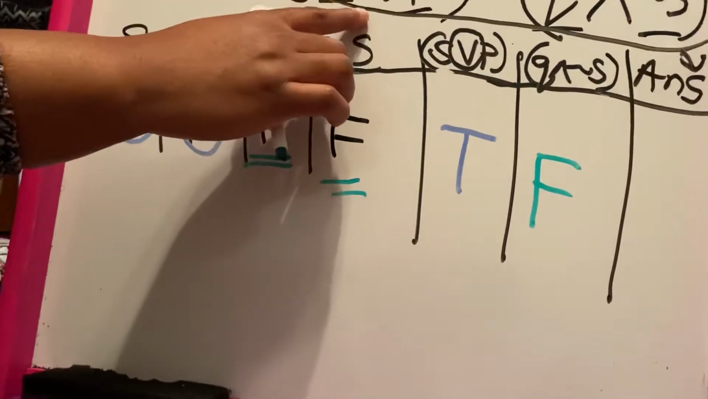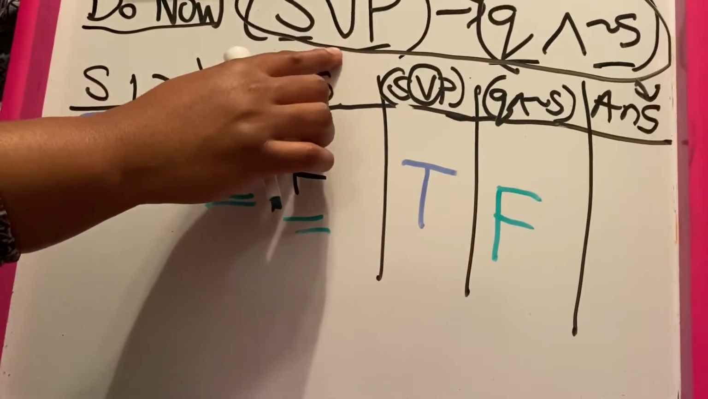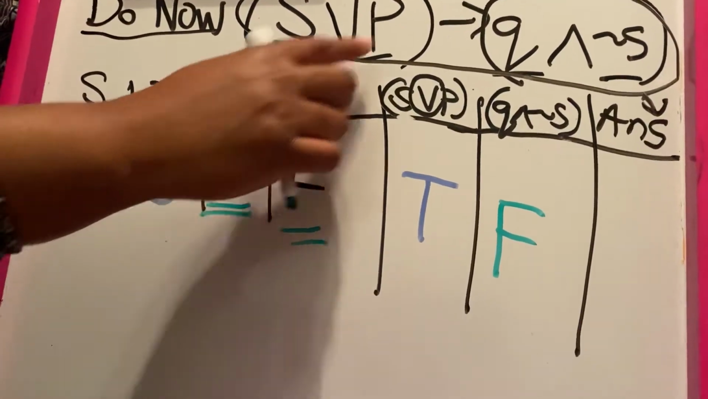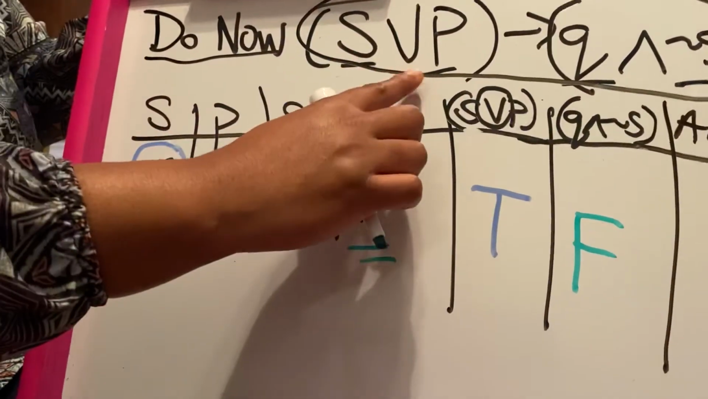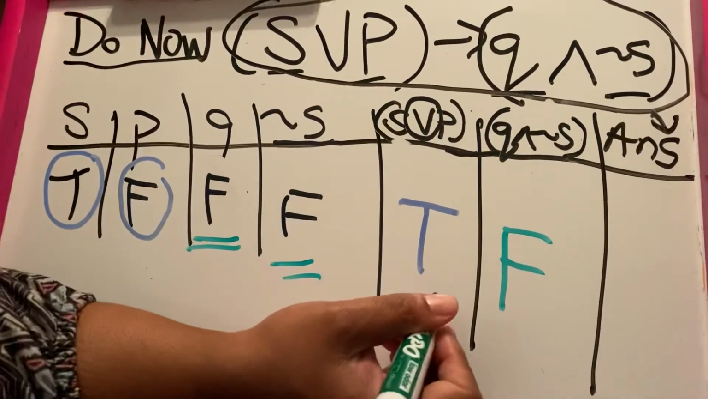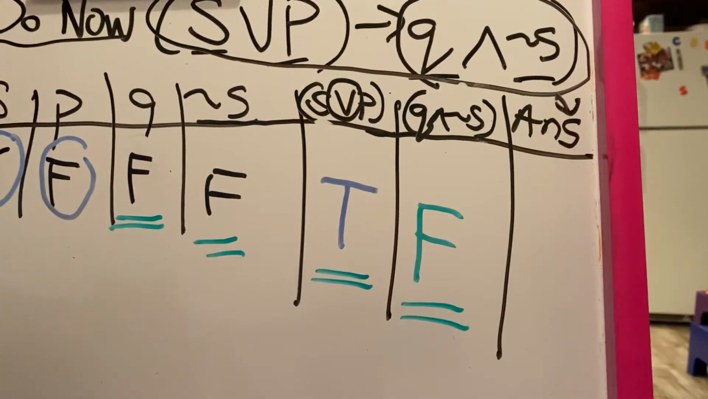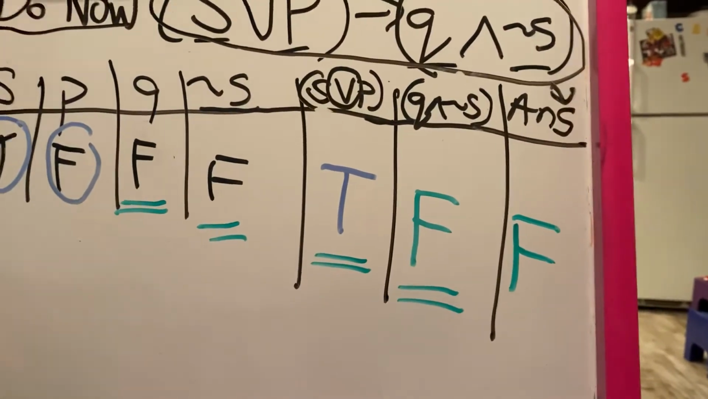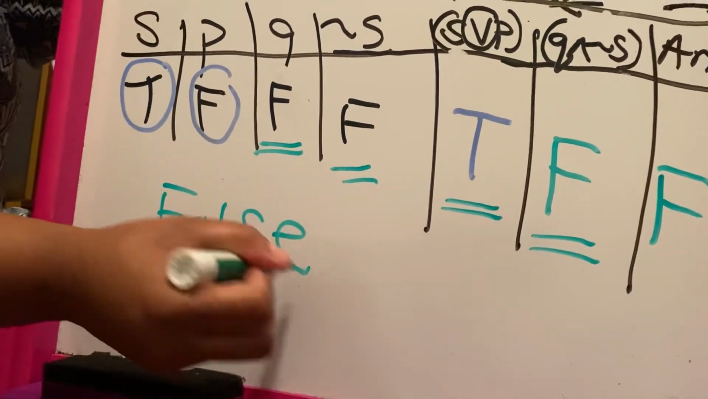Now, I have a premise and I have a conclusion. In order for this to be true, that means the premise has to be true and the conclusion has to be true. Or this could be false and this could be true, or they both could be false. So let's see what happens. Here, the premise is true and the conclusion is false. That means that this whole thing is false. And that is your final answer. So your final answer is that this whole statement is false.